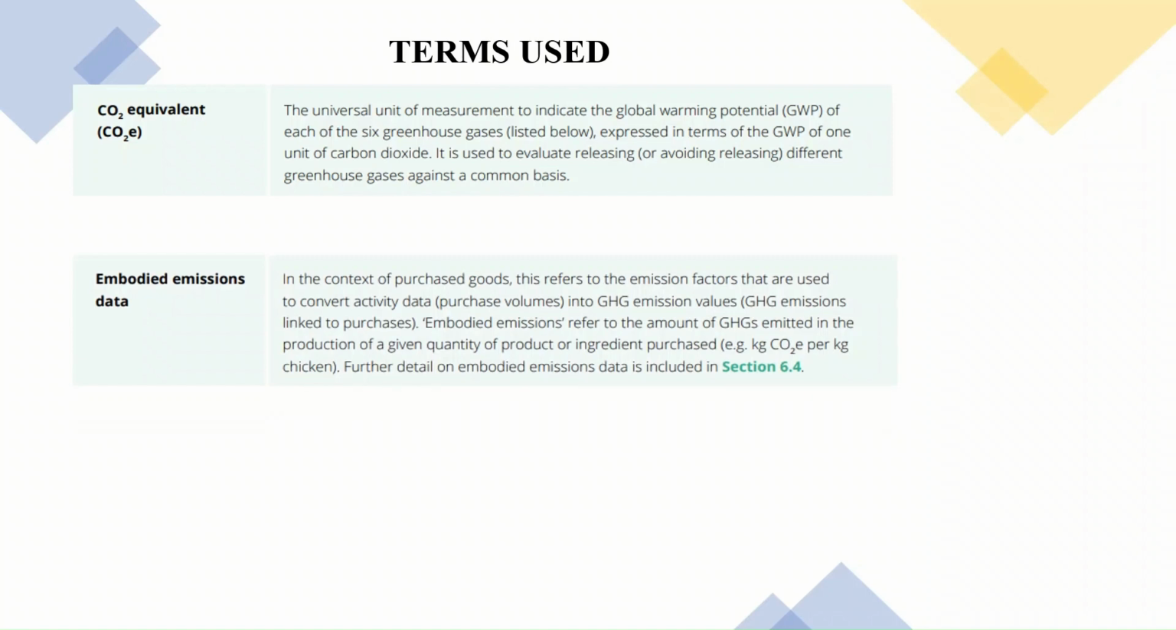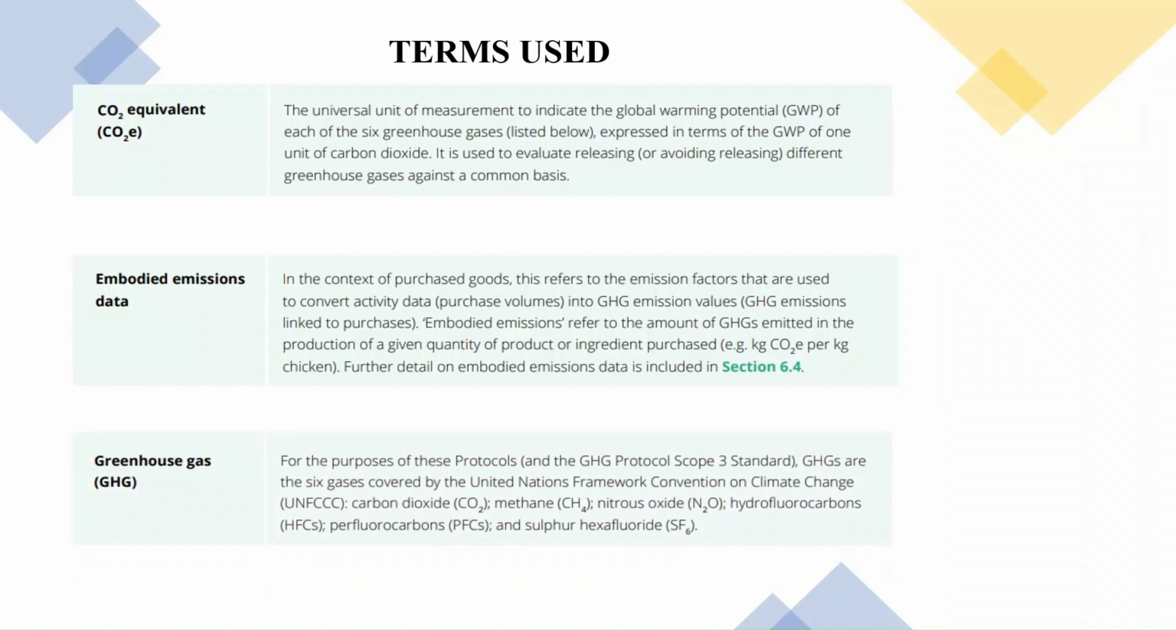So embodied emissions is basically the amount of GHG emitted in the production of a given quantity, and that quantity can be anything. On the basis of what type of data we have, we can convert that data into a readable form, or I would say embodied emissions.